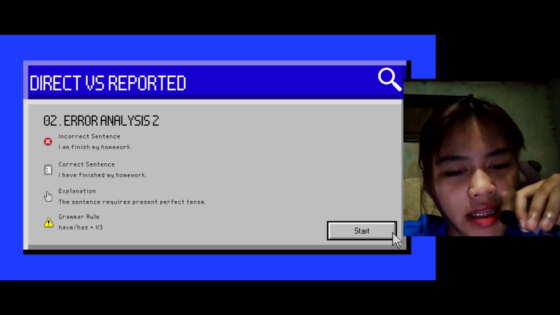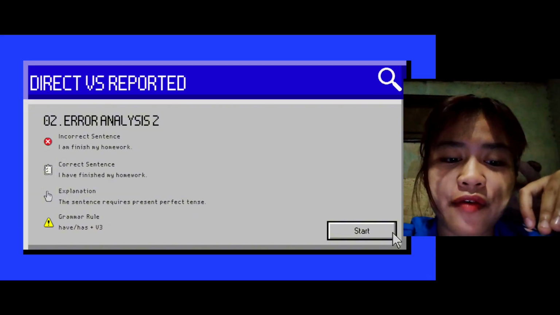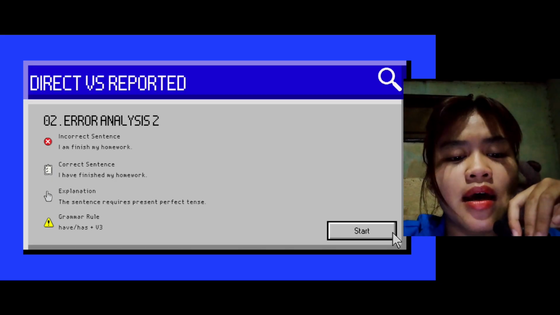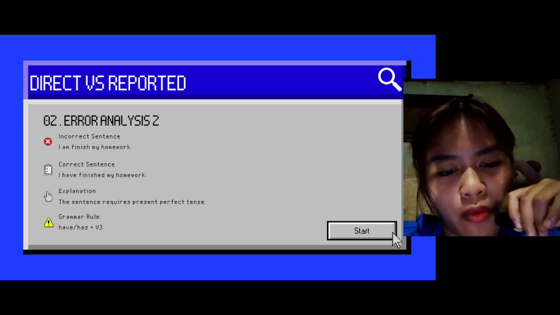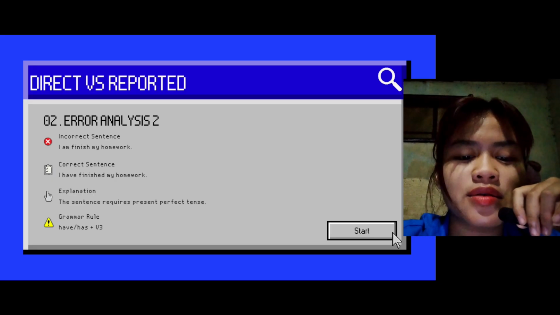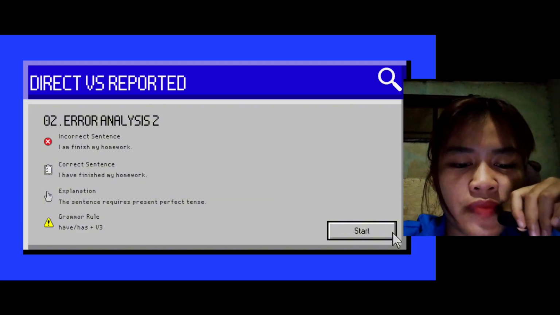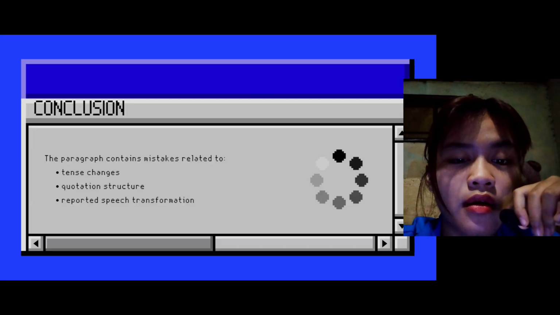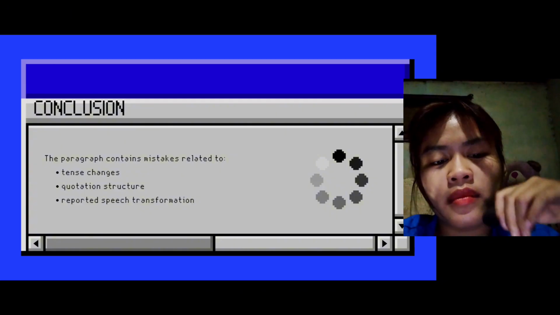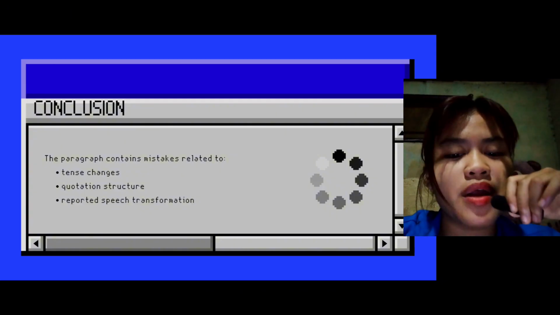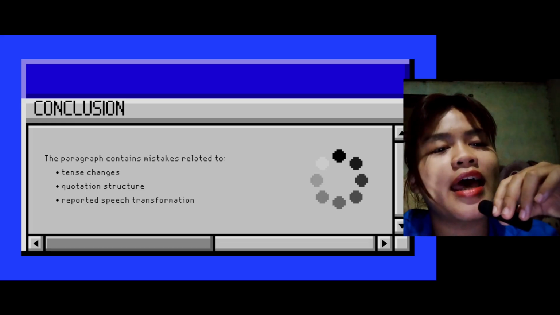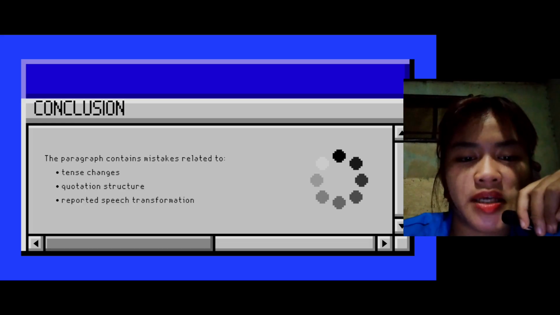Second analysis, the incorrect sentence is I am finished my homework. Correct sentence, it says I have finished my homework. Explanation: the sentence requires present perfect tense. And for the grammar rule, have or has plus verb 3. Conclusion: the paragraph contains mistakes related to tense changes, quotation structures, and reported speech transformation.